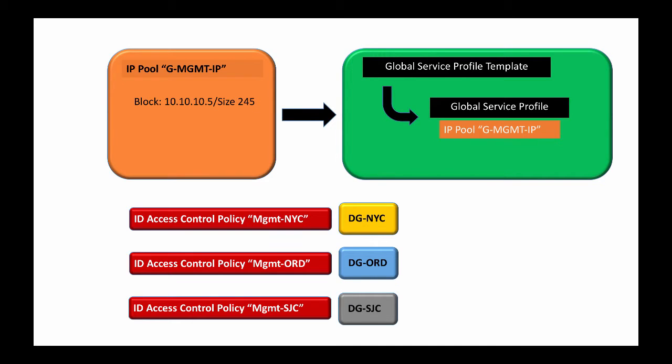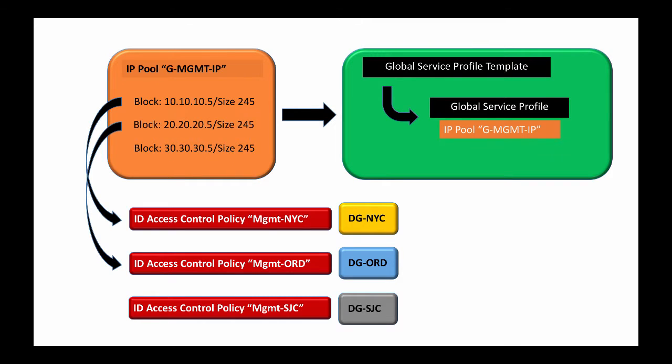When I go to build blocks of IPs for my gmanagement IP pool, I'm going to build the blocks of IPs with the domain group, or the supported subnet of that domain group, in mind. So when I build my 10 block, for instance, that 10 block will be used for my New York City domain group. I then build another block of addresses, and in my scenario, my 20 block is going to be for Chicago. And then finally, when I build my 30 block for the subnet, I'm going to assign that to San Jose.